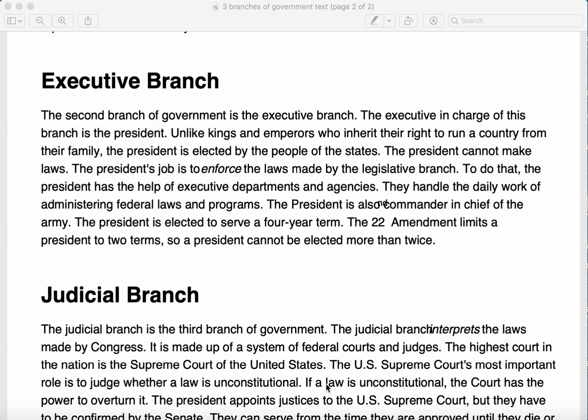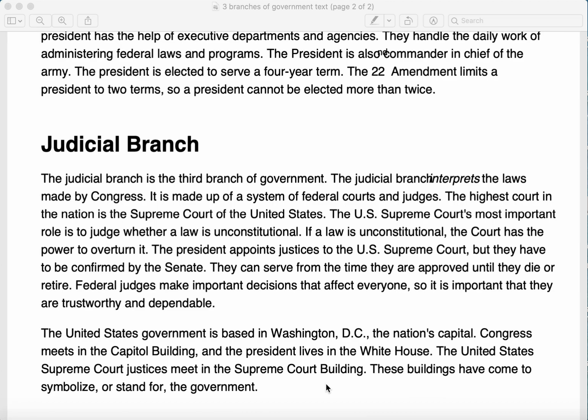To do that, the president has the help of executive departments and agencies. They handle the daily work of administering federal laws and programs. The president is also commander-in-chief of the Army. The president is elected to serve a four-year term. The 22nd Amendment limits a president to two terms, so a president cannot be elected more than twice.